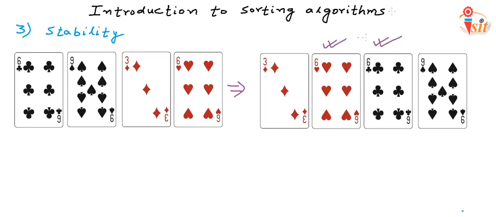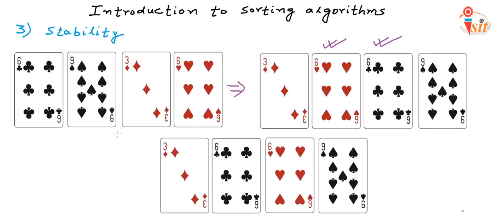A stable sorting algorithm, in the case of equality of key, or the property upon which we are sorting, preserves the relative order of elements. So if the key is equal, if an element was coming before in the original list, it will also come before in the sorted list. A stable sorting algorithm guarantees that. So if we use a stable sorting algorithm, we will get this particular permutation where 6 of club will be before 6 of heart.